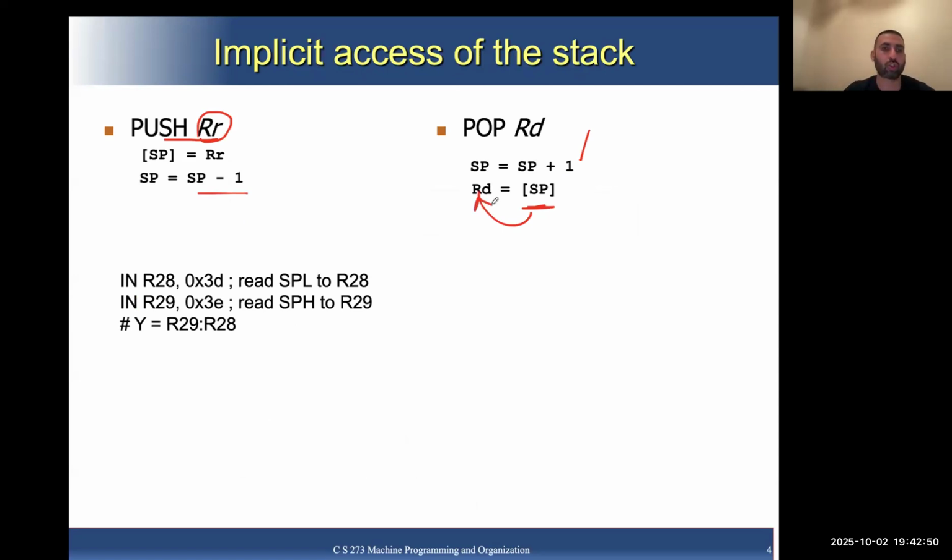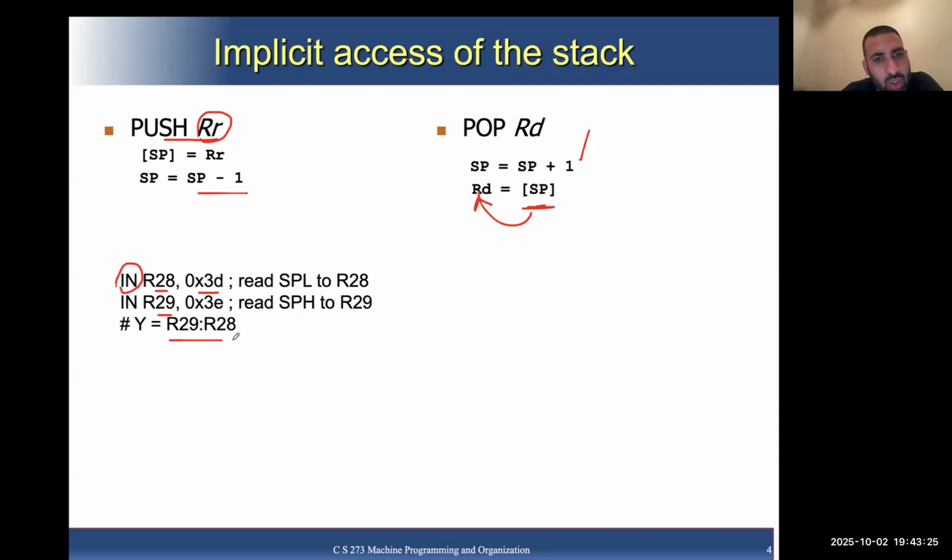Okay, so other than this push and pop instruction, in this slide we have these two instructions which are reading the value of the SPL and SPH registers into R28 and R29. So 0x3D is actually the address of the SPL register in the IO address space. So you can use the in instruction and say, read the value of the lower 8 bits of the SP register into R28, and read the higher 8 bits of the SP register into R29.